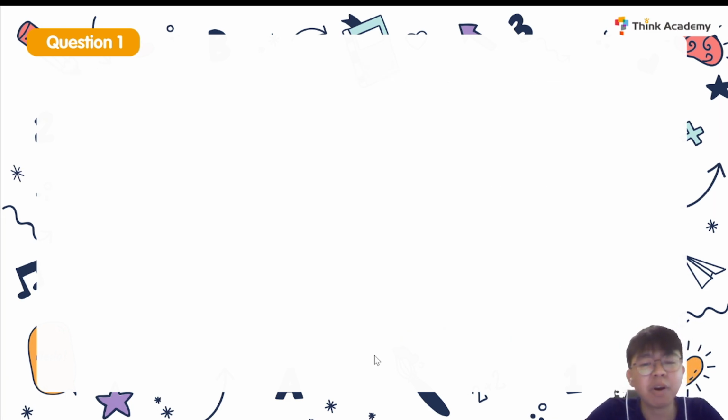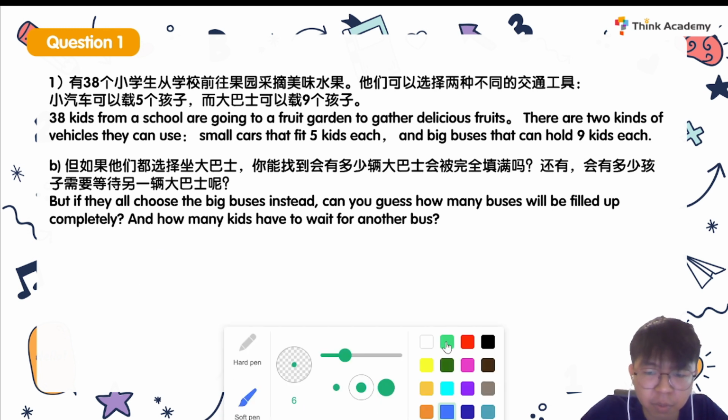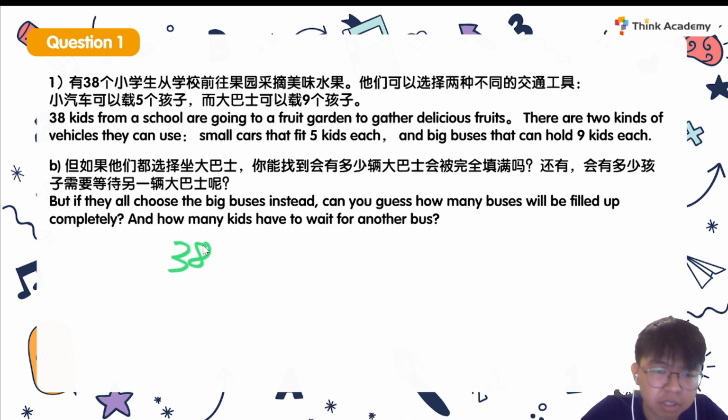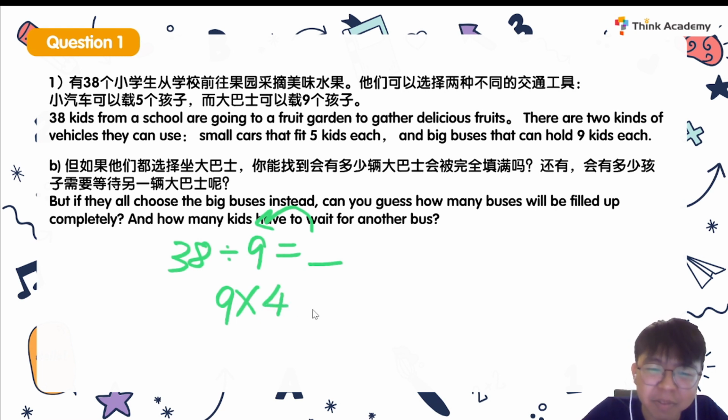Okay, how about the second question here? It's almost the same, right? So again, we can use 38 and divide by 9, right? And can we know what's the answer here? Again, we need to think backwards. We need to find out what's the closest number to 38 when 9 is multiplied by what number? 4, good job. So we multiply 9 by 4, which is 36.